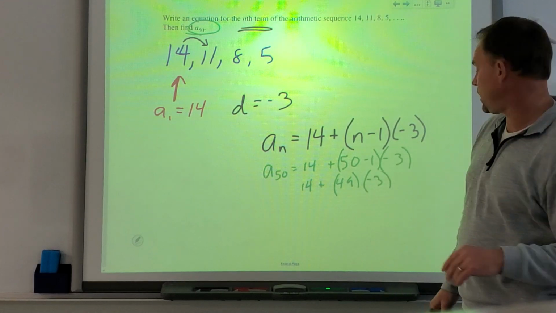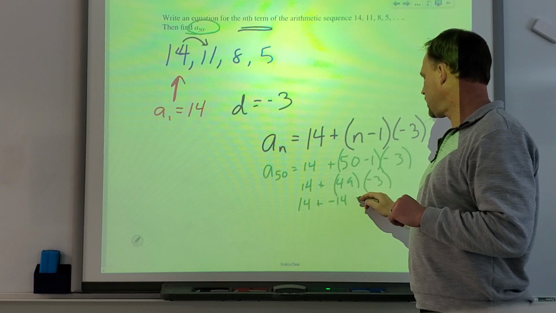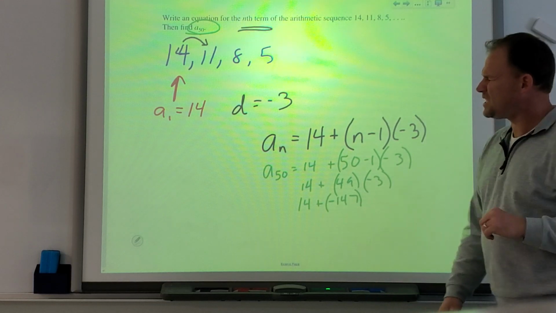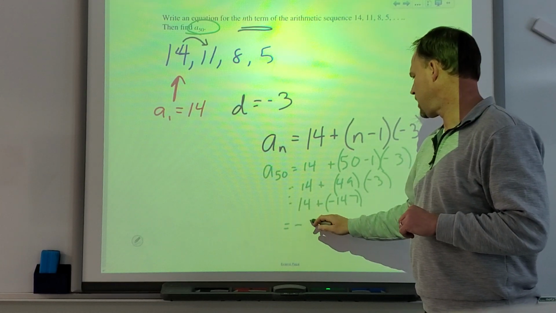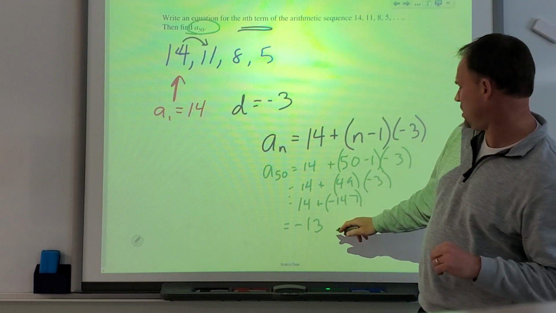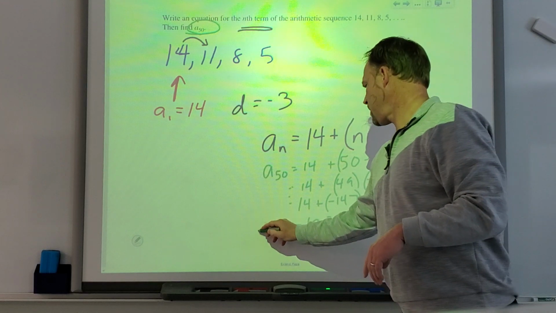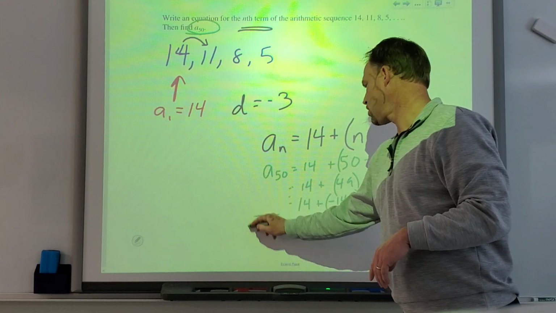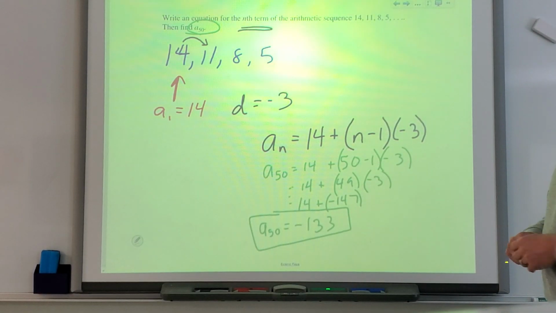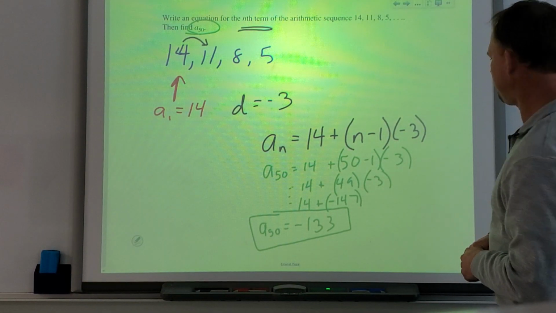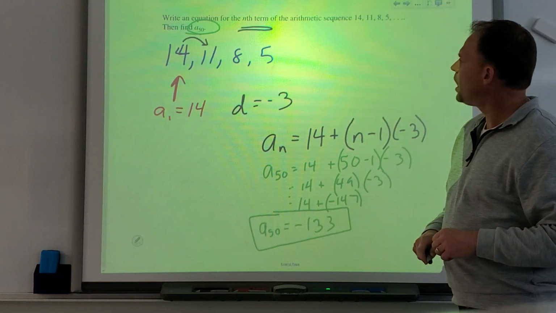Calculator's going to come in real handy here today. That's going to be negative 147. 14 plus negative 147 is negative 133. Double check that. So that means the 50th term is negative 133. If I'm wrong, let me know.